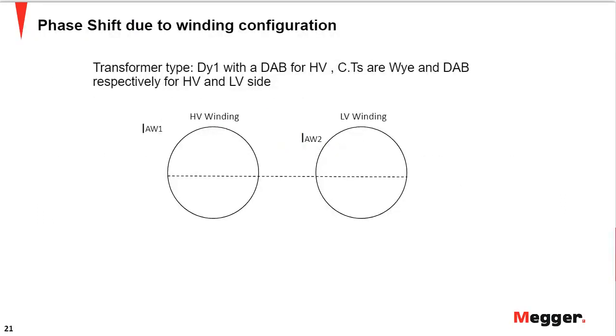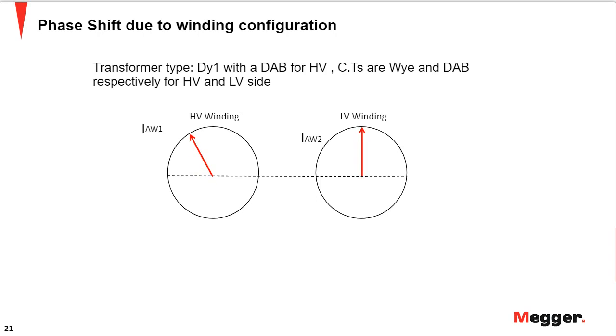The next challenge is the phase shift due to winding configuration. So we have a transformer DY1 here, which is a delta Y transformer with a DAB connection on the high side. And you see that the CTs are connected Y on the high side and delta on the low side, CT connections. So let us look into how the currents look on the high side and the low side, right?